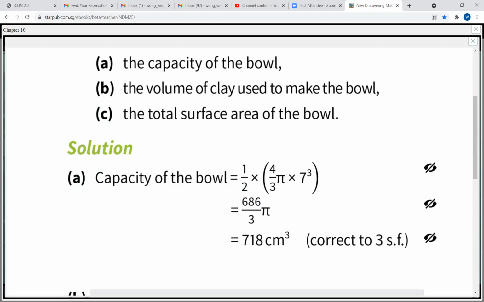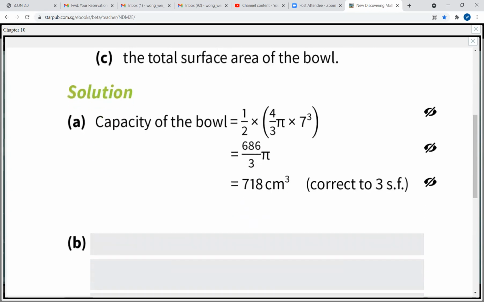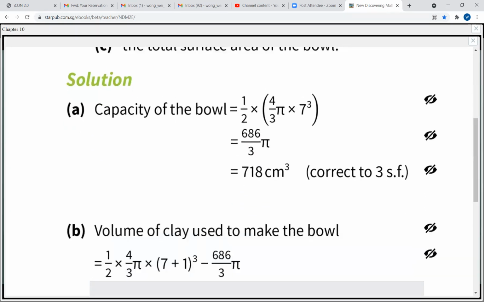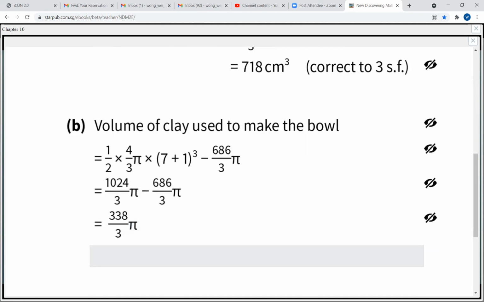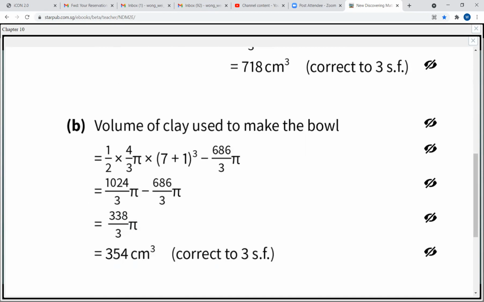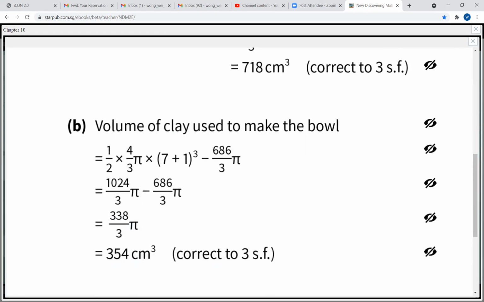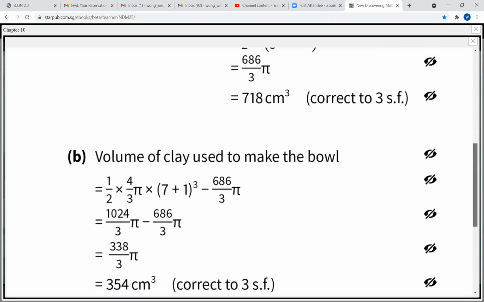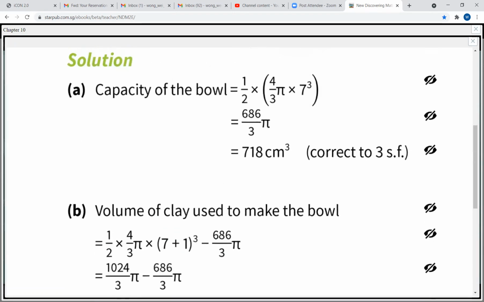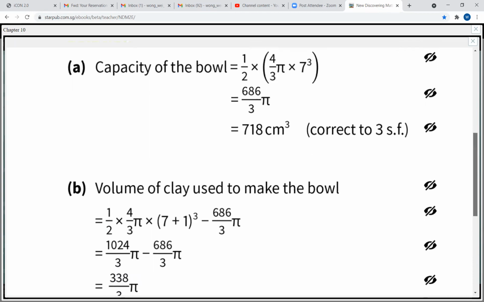The volume of the clay used. By now you should be an expert already. Take the volume of the external hemisphere minus the volume of the internal hemisphere. It's just a subtraction. Because you already have the volume for part A, you just minus away 686 over 3 pi.